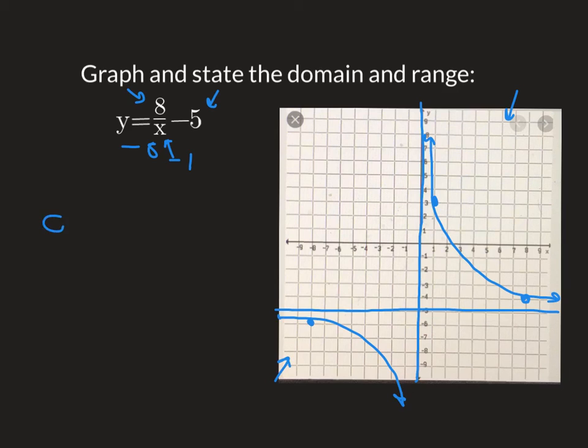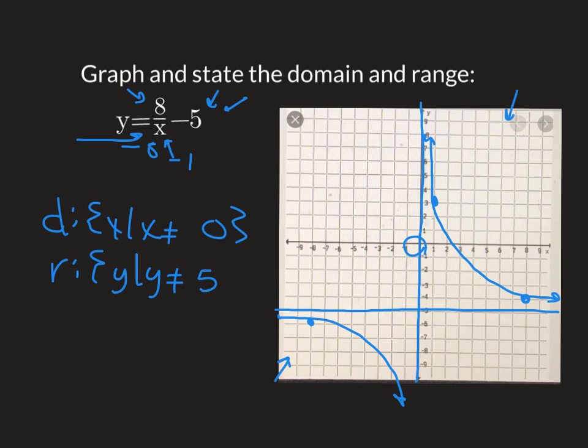All right, so domain: all x except x cannot equal, look what got skipped on the x-axis, the 0 did, so x cannot equal 0. Your domain is always your denominator. Your range is always the number that's outside. So y cannot equal -5, because if you look at your y-axis, it skips the y-axis right there at the -5.